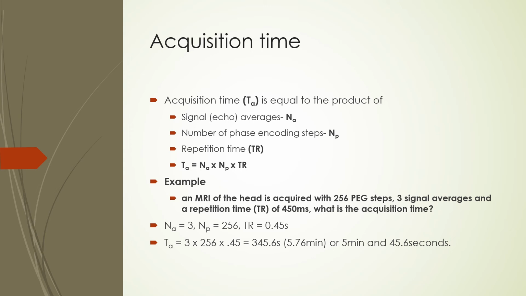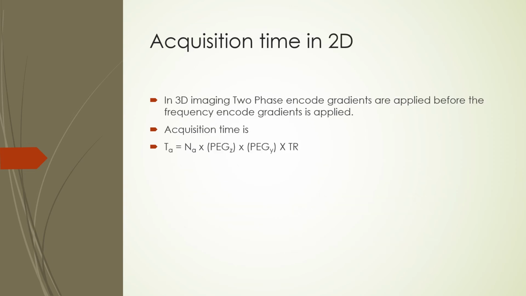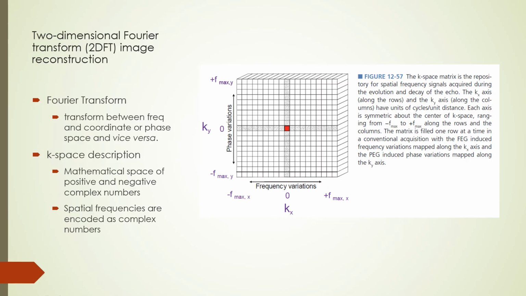Often, a simple way to reduce acquisition time is to place the phase encode gradient along the short axis of the patient so that fewer phase encode gradient steps are needed to acquire an image. Images can also be acquired in 3 dimensions by using a broadband RF pulse to excite a large volume of protons at the same time. In this case, 2 phase encode gradient steps are applied before the frequency encode gradient. The acquisition time formula from the previous slide is modified to include the 2 phase encode gradients as shown on this slide. We can now look at data collection and processing.